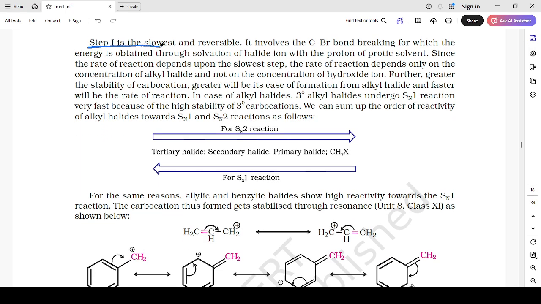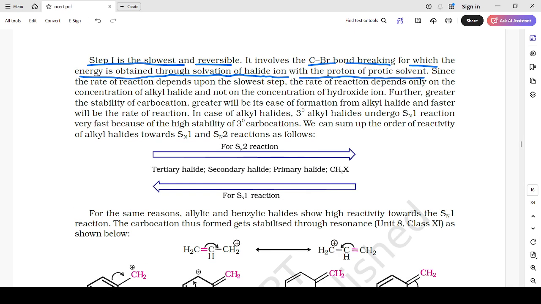Step 1 is the slowest and reversible. It involves a C-Br bond breaking, for which the energy is obtained through solvation of the halide ion with the proton of the protic solvent. What do they mean by that? How do you break this? The C-Br is there. You know it's a covalent bond. How do you break this? You need energy for that.